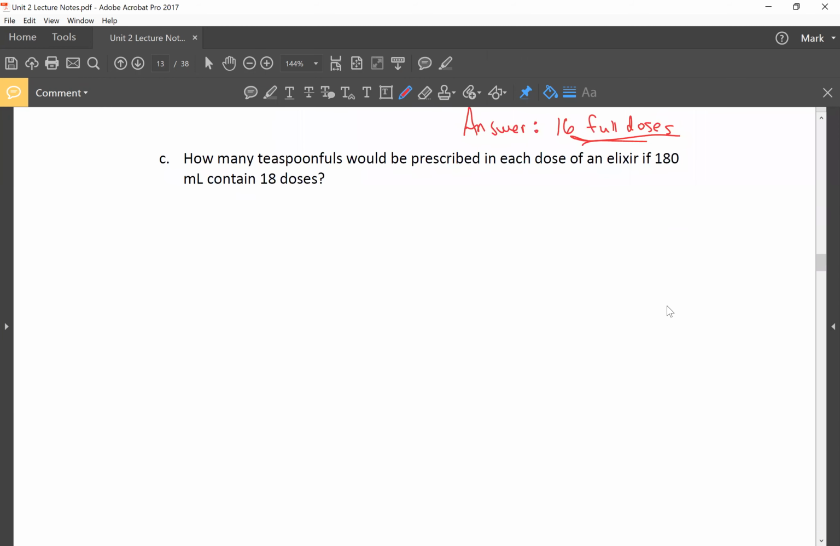All right. How many teaspoonfuls would be prescribed in each dose of an elixir if 180 milliliters contains 18 doses? Okay, so this is pretty straightforward starting off. First things first, I want to figure out how many milliliters are in one dose. So to set this up, one dose, I want to figure out how many milliliters are in one dose. And I know that 18 doses is 180 milliliters.